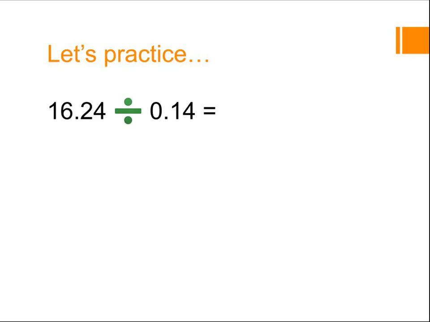So let's look at another problem. 16.24 is going to be divided by 0.14. This 0 that's in front of the decimal point has no value, so I'm going to go ahead and leave that off. This will be 0.14, and I'm going to swoop twice this time because I have 2 digits behind the decimal and I want to make it a whole number. So since I swooped twice in my divisor, I'm going to swoop twice in my dividend.